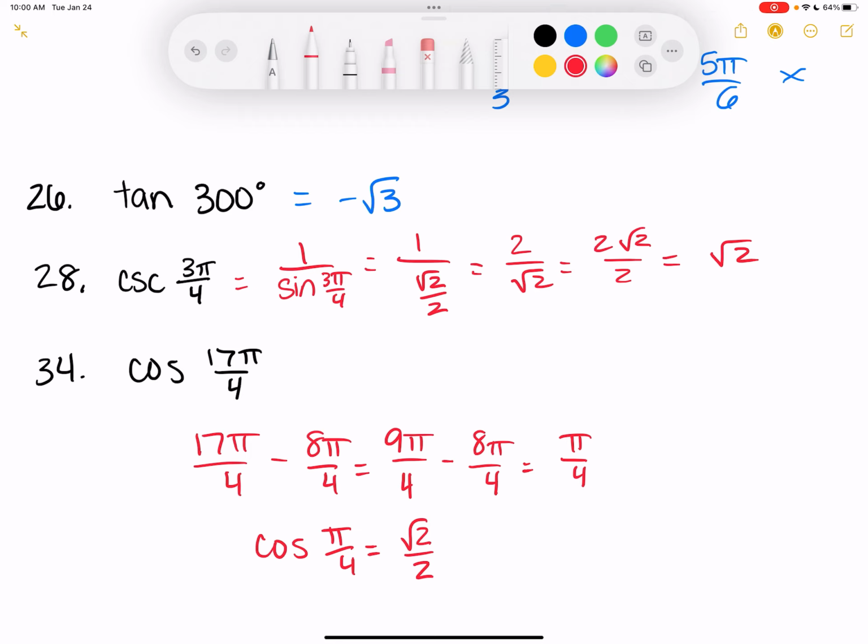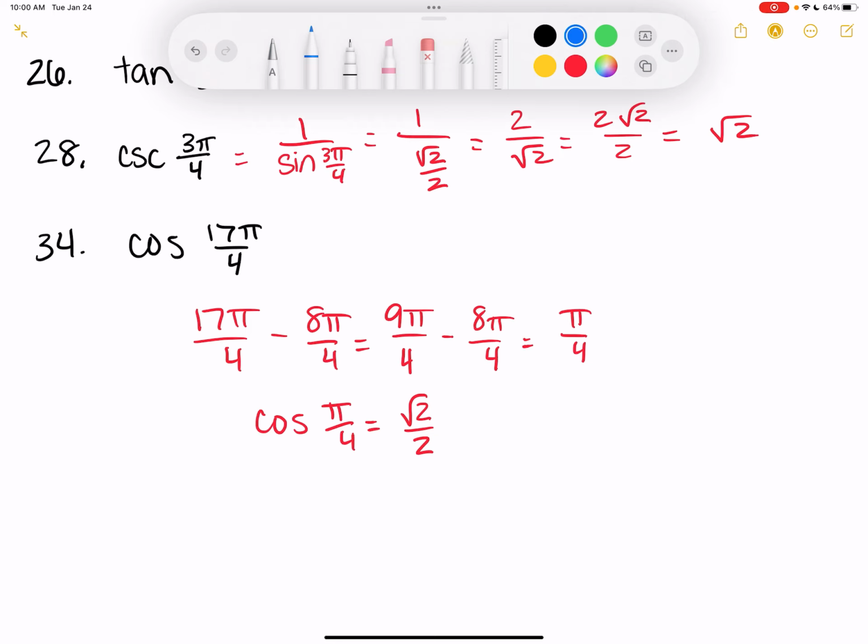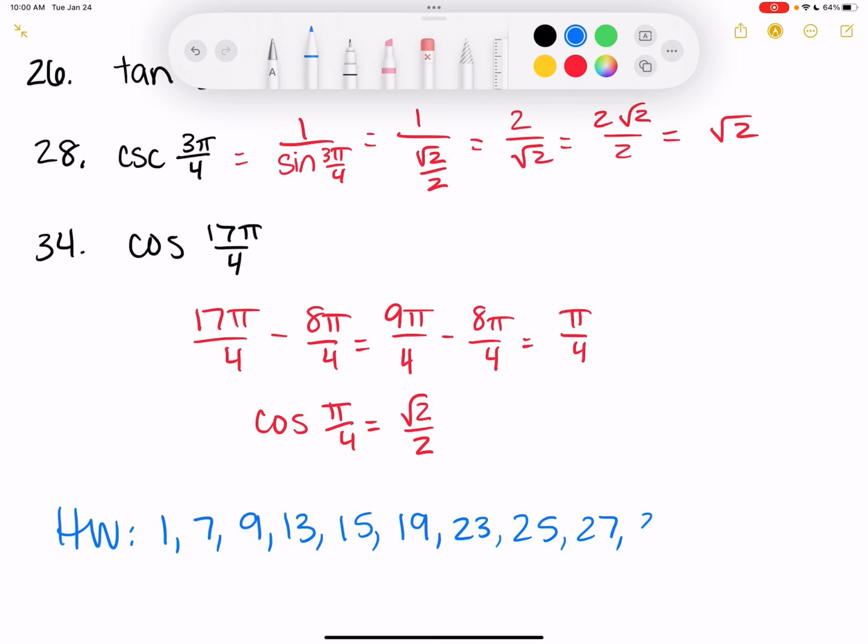That's all we're doing with this section. So your problems are 1, 7, 9, 13, 15, 19, 23, 25, 27, 29, and 31. And you'll have tomorrow in class to do these because we're kind of ahead.